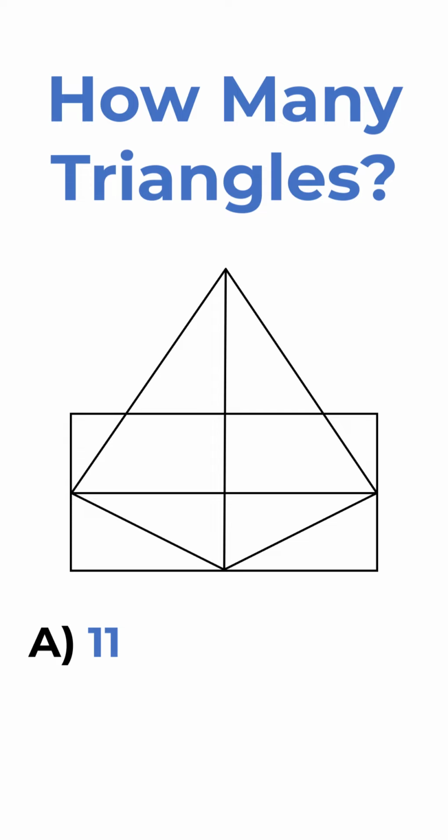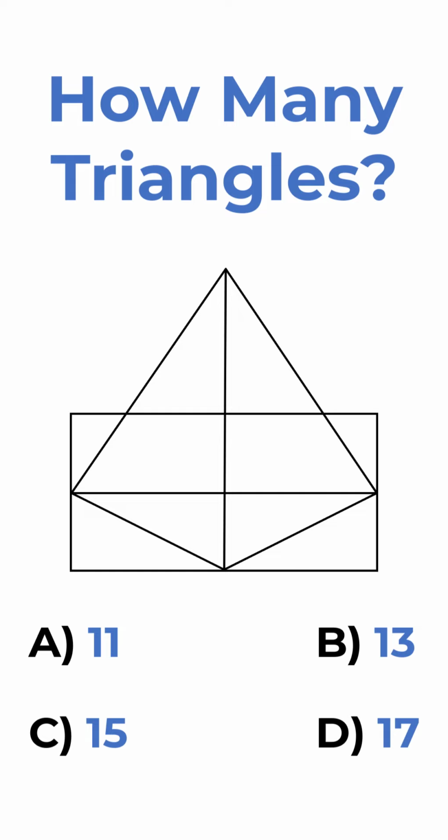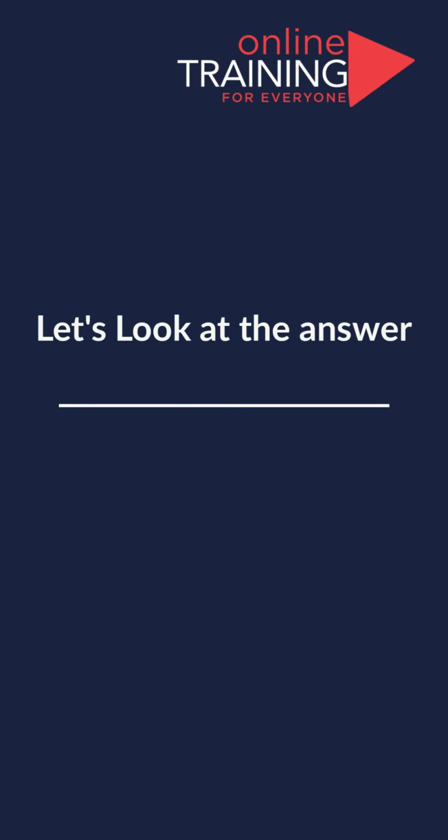Choice A, 11. Choice B, 13. Choice C, 15. And choice D, 17. Do you see the answer? Consider giving yourself a little bit of time, maybe 10 to 20 seconds, to see if you can count all the triangles. Ready or not, I'm going to move forward and show you how many triangles I discovered.